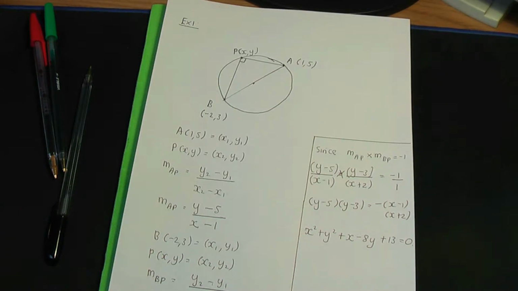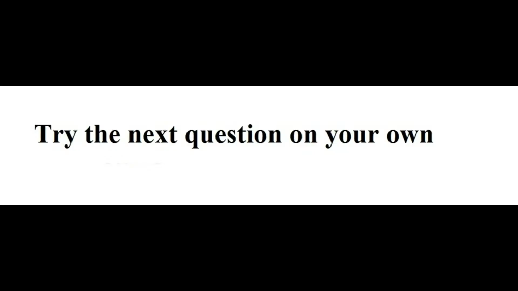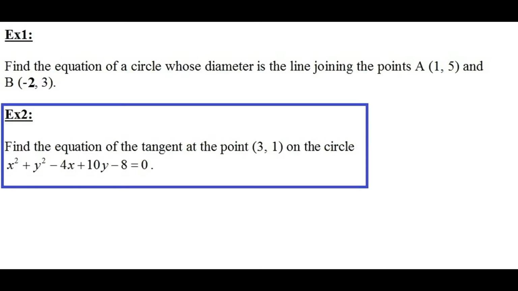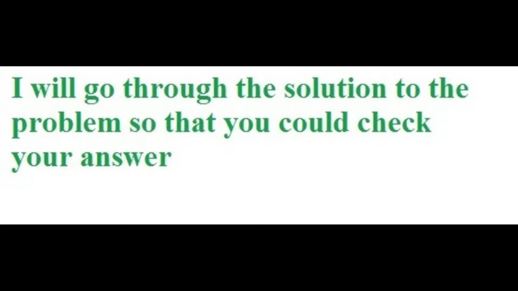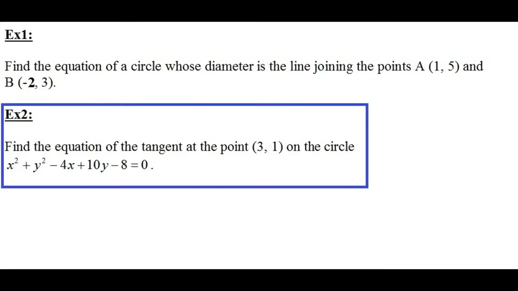So let's go back to the screenshot and have a look at example number 2. Example number 2 is to find the equation of the tangent at the point 3, 1 on the circle x squared plus y squared minus 4x plus 10y minus 8 is equal to 0. So let's see how we can solve this problem. Back to the paper and pen.